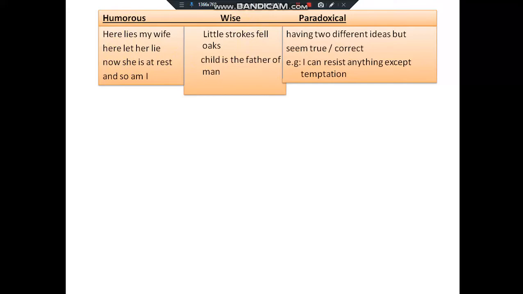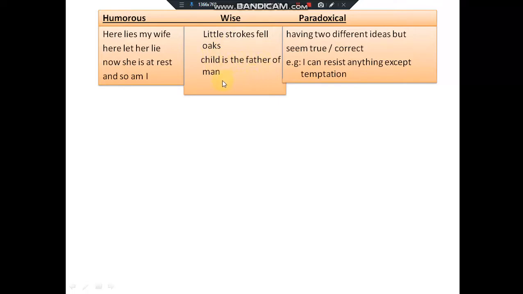For example, little strokes fell oaks. It means that sometimes little things in your life do have a huge effect in your life. So we need to take care of little aspects in your life. This is an example of epigram: little strokes fell oaks. You know, oak is a huge big tree.